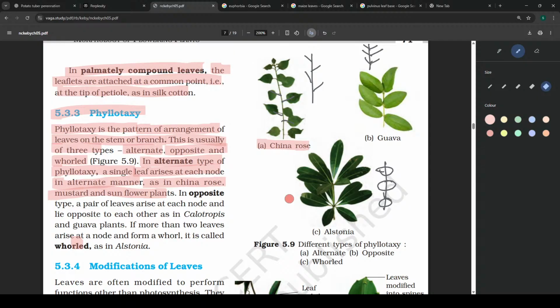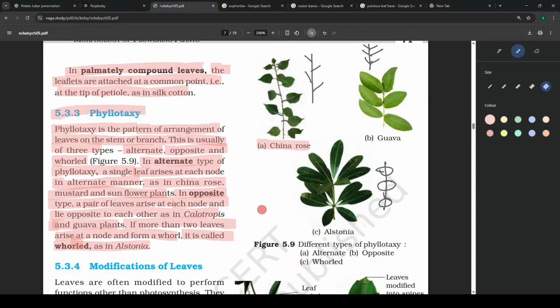In case of opposite type of phyllotaxy, a pair of leaves arise at each node and lie opposite to each other, as in calotropis and guava plants. If more than two leaves arise at a node and form a whorl, it is called whorled, as in Alstonia. The opposite type is basically seen in calotropis and guava plants, as we see here.